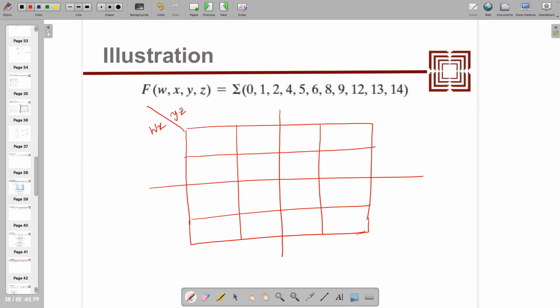So WX, YZ, four entries are there. You can keep 0 0, 0 1, 1 1, and 1 0. This is 0 0, 0 1, 1 1, and 1 0, right? These are the entries where you have to keep 1. Look at this sum, summation is sum of product. So you have to keep logic 1 over there. So 0th position 1, first position 1, second position 1, fourth position 1, fifth position 1, sixth 1, 7 and 8, 9, 10, 11, 12, 13, 14.